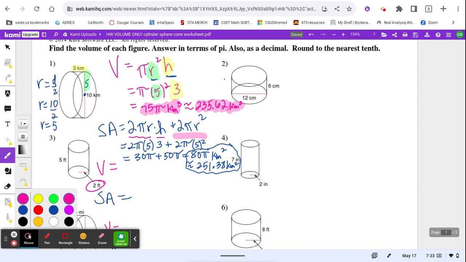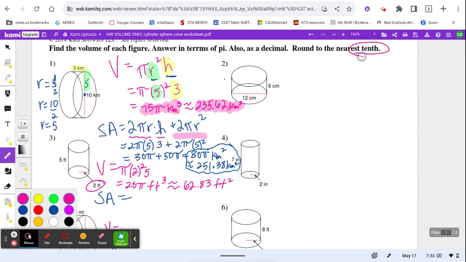So I go to the same volume formula from above. Pi times radius squared times height. 2 squared is 4. 4 times 5 is 20. I'm going to get 20 pi feet cubed. Go ahead and put that into our calculator, and we get 62.83 feet cubed.